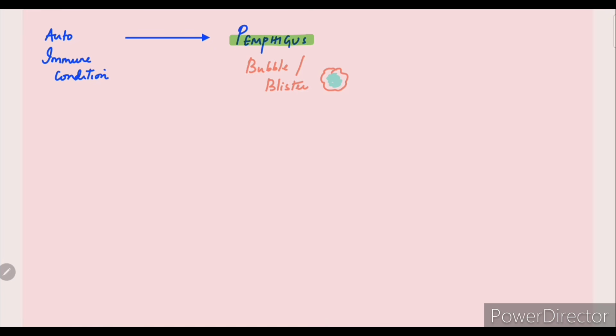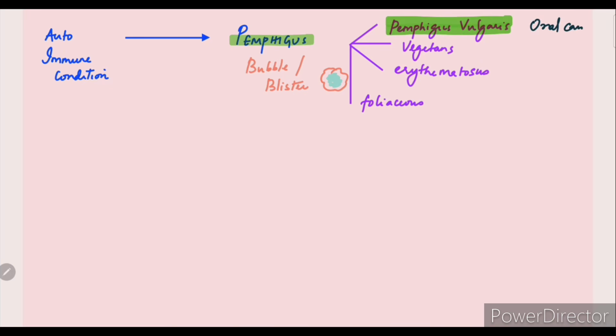So let's see the variants of Pemphigus. Pemphigus can be classified into Pemphigus vulgaris, Pemphigus foliaceus, Pemphigus erythematosus and Pemphigus vegetans. Among these, Pemphigus vulgaris is the most common one and it is most commonly seen in the oral cavity.